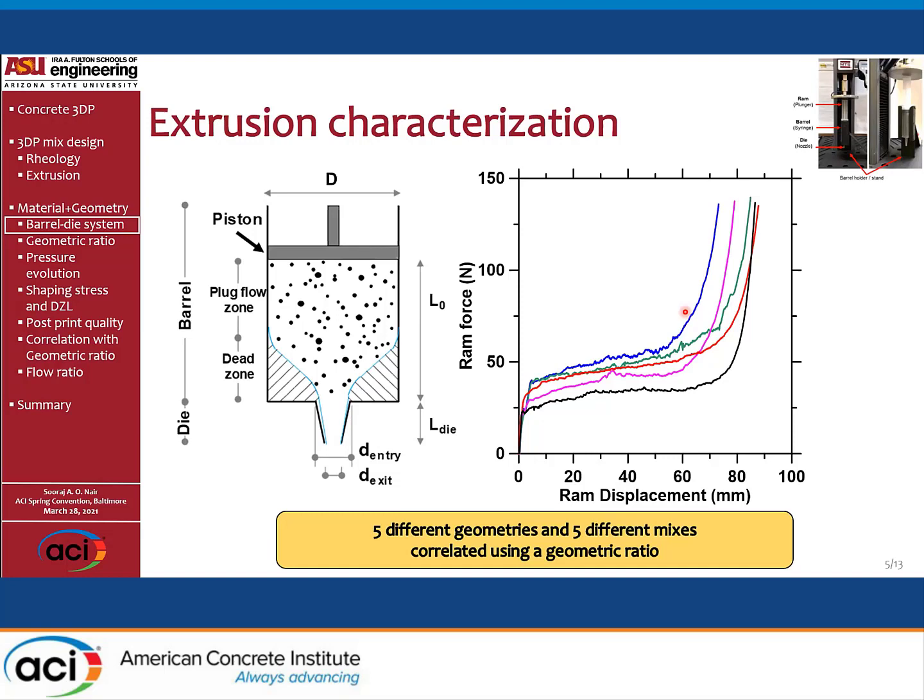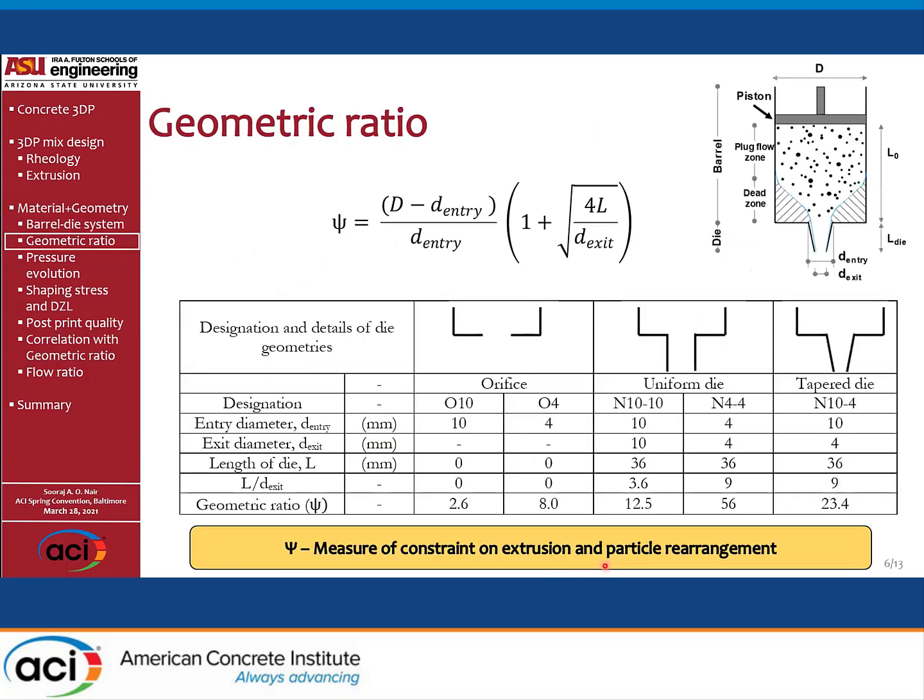Now, these are being correlated using a geometric ratio that we are establishing in the study. So the geometric ratio is a quantifiable number that is characteristic to a given barrel and die geometry. Now, this is based on the 3 parameters that I've talked about just now: the entry diameter, the exit diameter, and the die length. Now, this lump sum number is put in a way that it can be generalized for any different type of geometry, be it an orifice, a uniform die, or a tapered die.